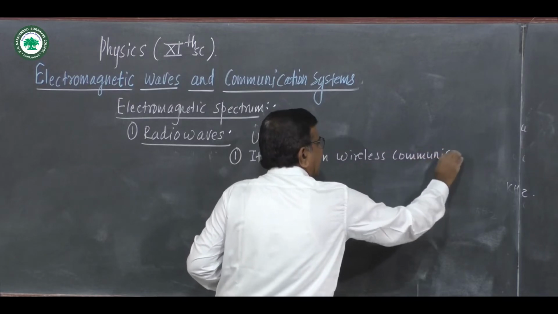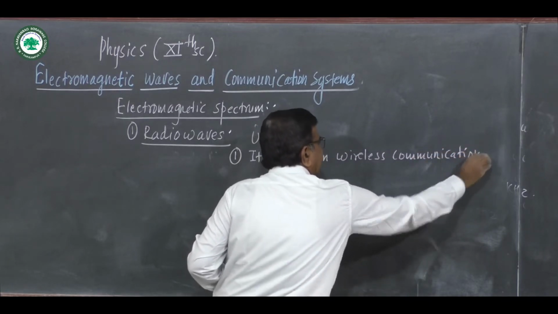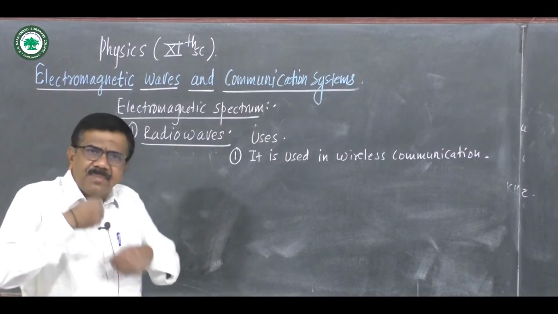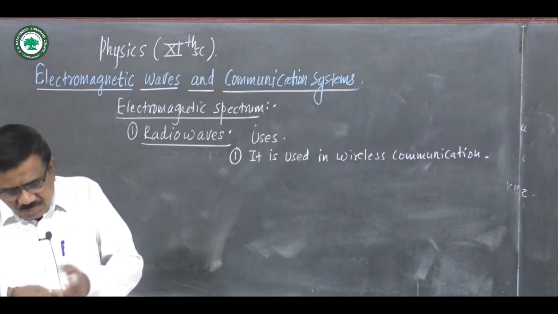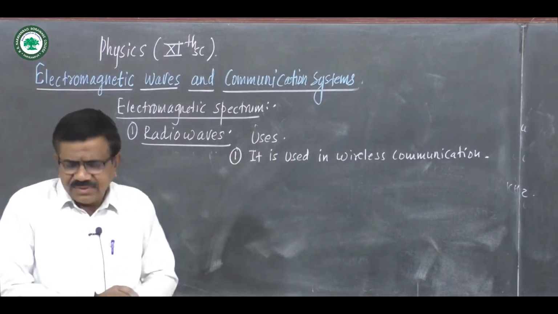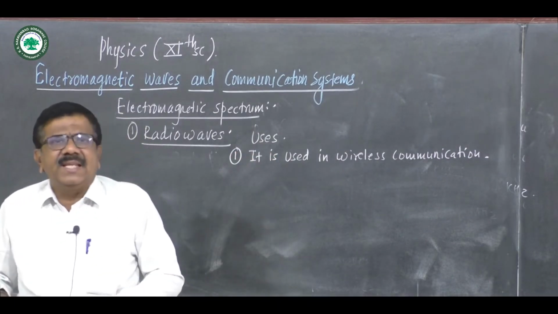Wireless communication. We know that cell phones also use wireless communication. There is no wire between the two cell phones. The communication is wireless, that is, there is no wire. Without wire, the communication is there.